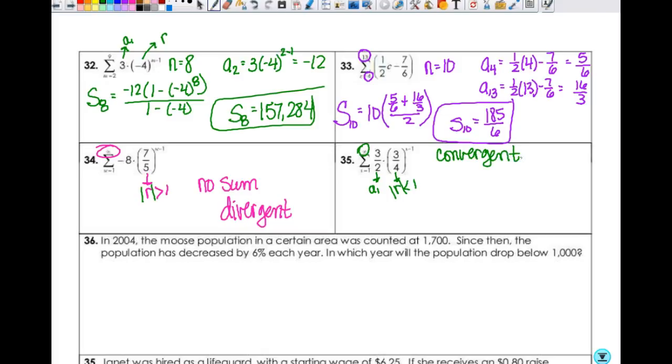And I don't use this formula. I use the infinite formula that says the sum is equal to A1, which is 3/2, times 1 over 1 minus r, which is 3/4. So the sum of those infinite terms is 6. It converges to 6. Alrighty.